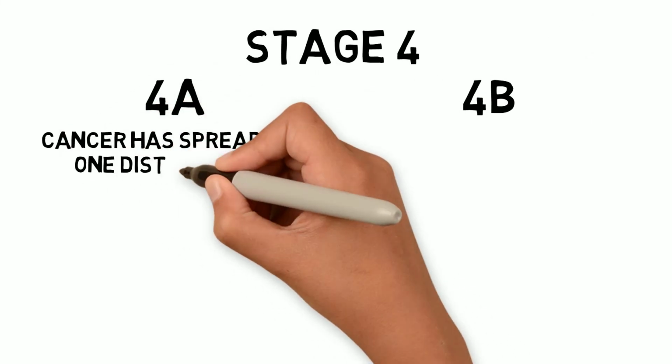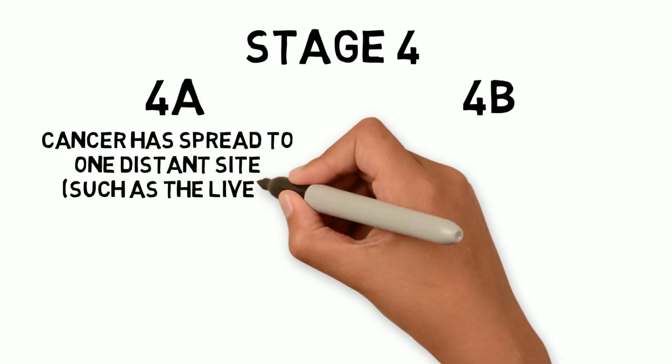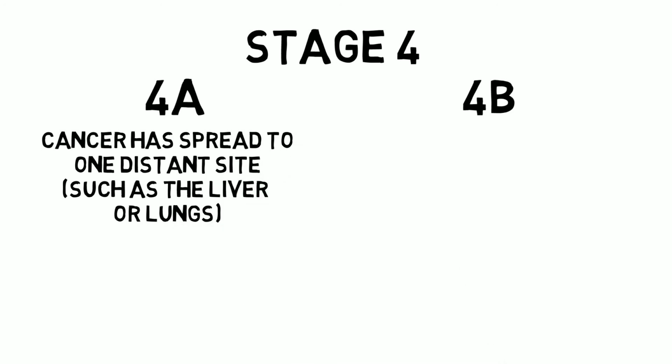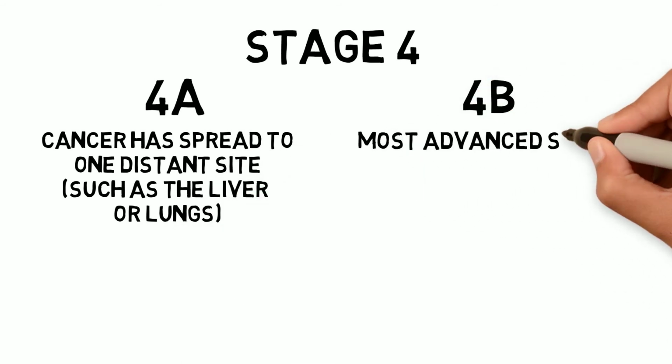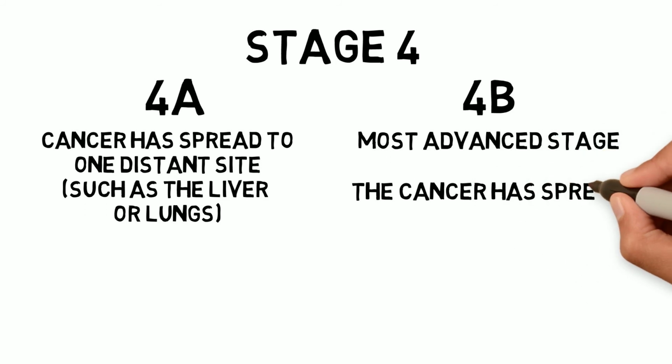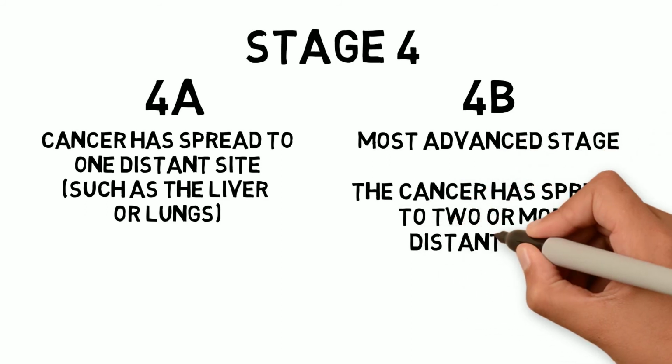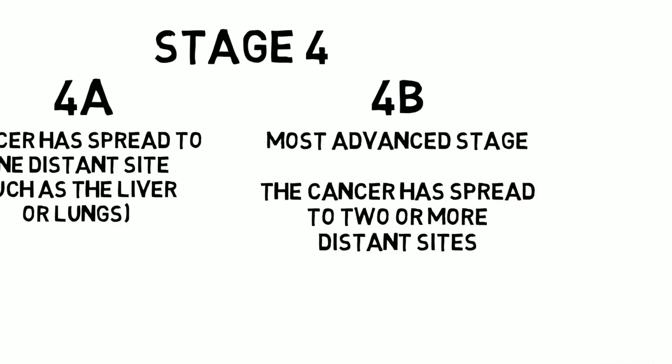Stage 4. 4A. Cancer has spread to one distant site, such as the liver or lungs. 4B. Most advanced stage of colon cancer. This stage indicates the cancer has spread to 2 or more distant sites, such as the lungs or liver.